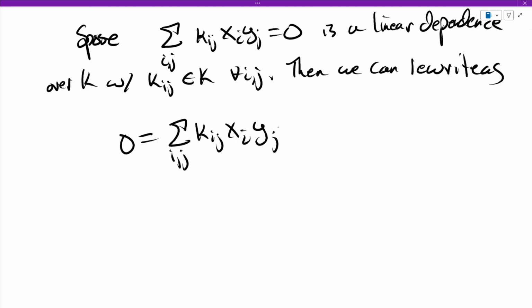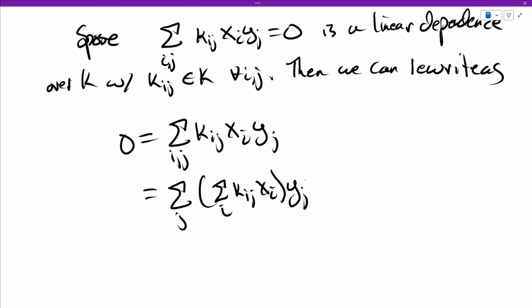We can first, for each j, sum over i. So we have the sum over j, sum over i, k_ij x_i. The sums involved are finite, so you can interchange the order in which you add. You can add over i first, or j, or any combination thereof. We're using that the sums are finite here. Okay, so this is 0.